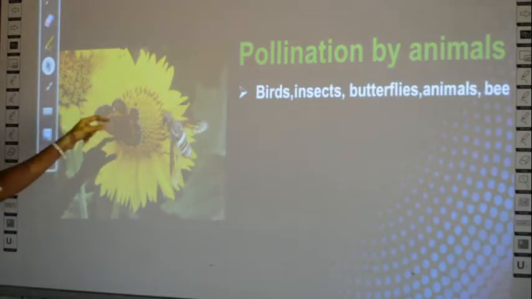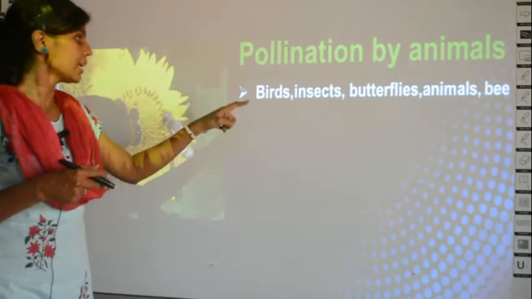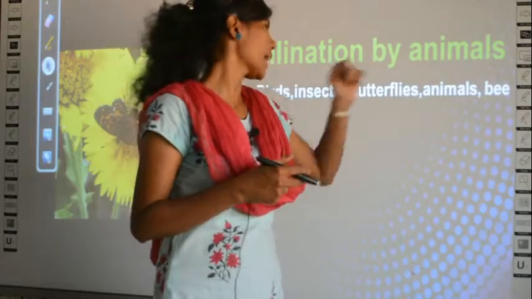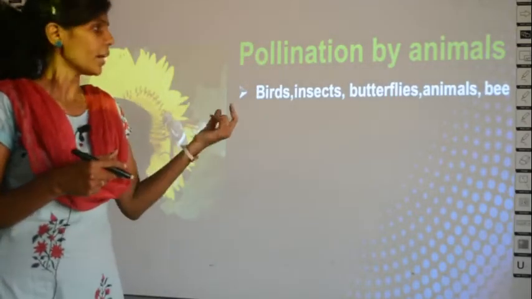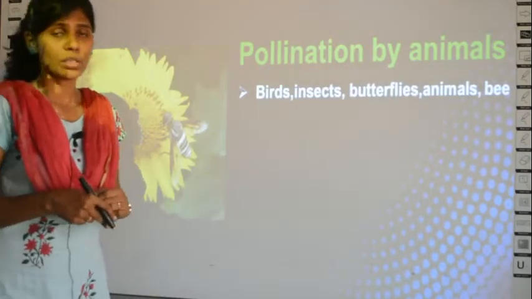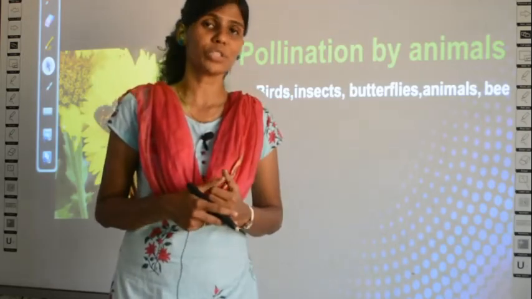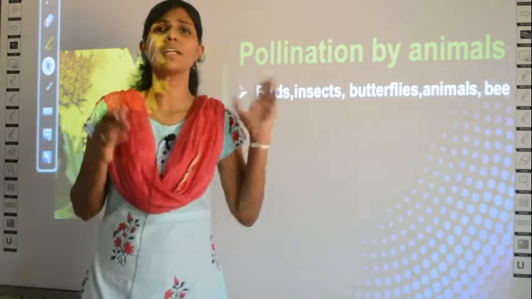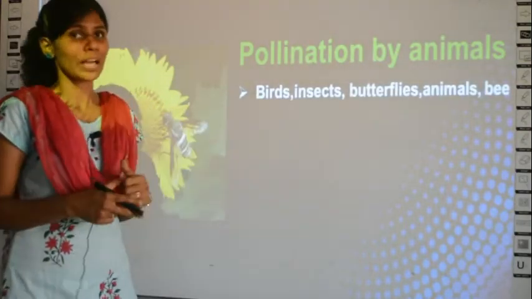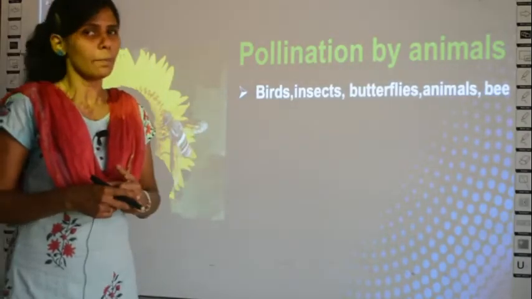Not only honeybees and butterflies, many more animals are involved, like birds, insects, butterflies, animals and bees. Why do I call all these animals? Because you have studied in kingdom classification, right? About animal classification you have studied. All of them come under the kingdom called animals. That's why I call them animals. Even man is an animal, right? So these are all involved in the pollination process.